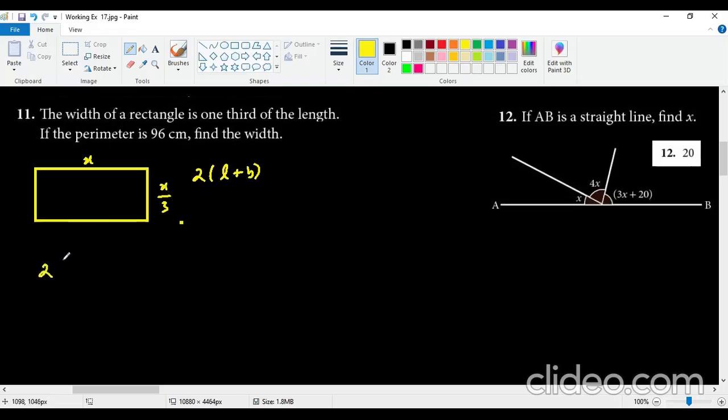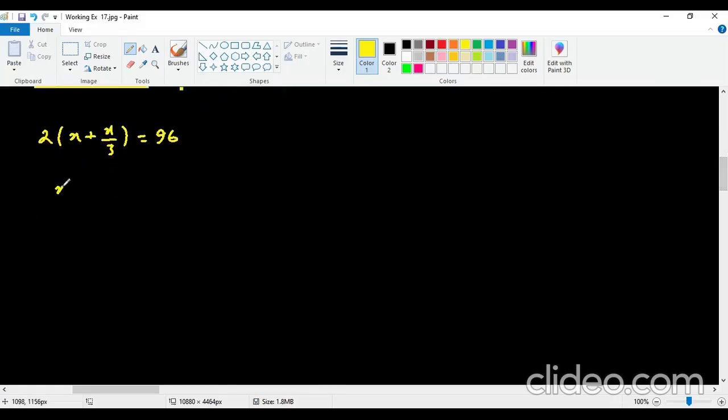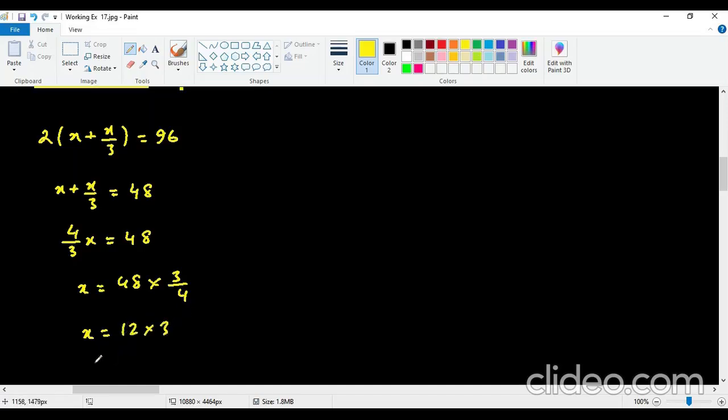That means 2 times x plus x over 3 will be equal to 96. That means straight away, if I take x plus x over 3 equals 48, since 96 is divided by 2, so this is going to give us 4 over 3 x equals 48. That means x is equal to 48 times 3 over 4, 12 times 3. x is equal to 36.